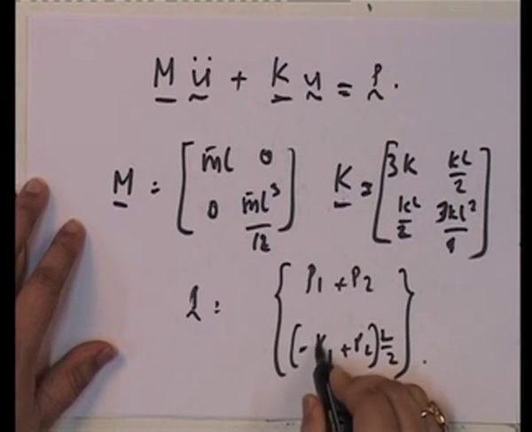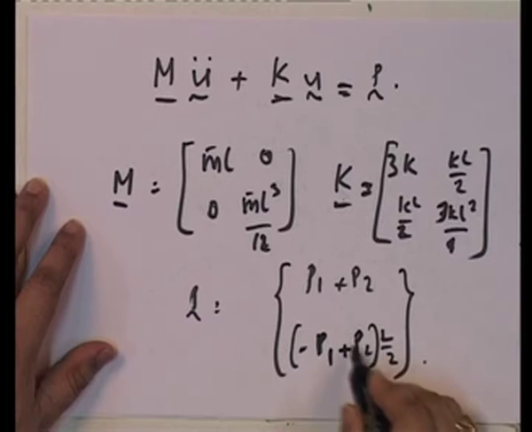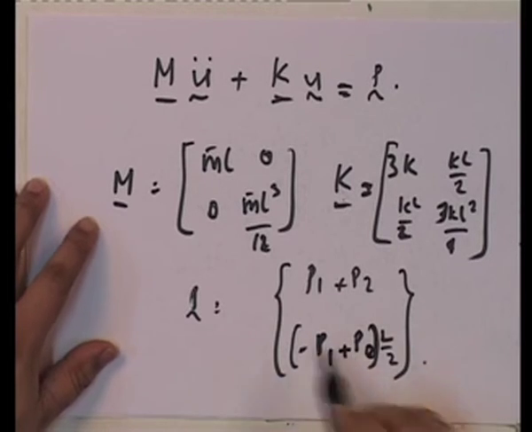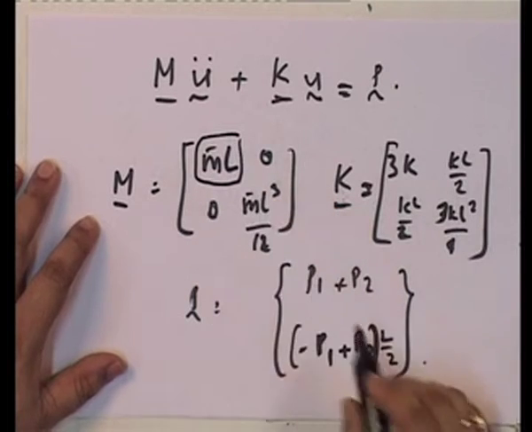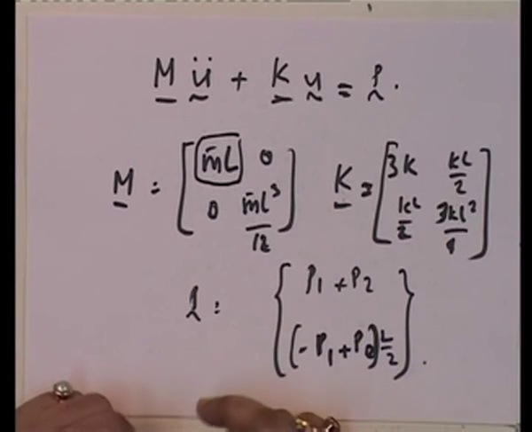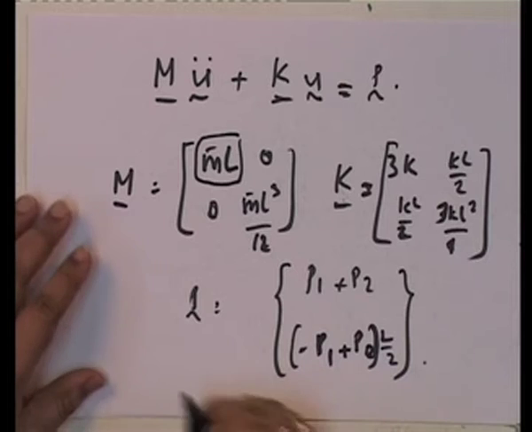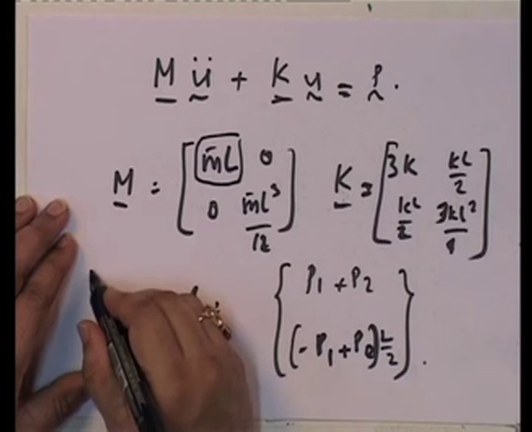Okay. Now, note something very interesting, and that is, what is this term? M bar L. M bar L is the mass of the rod.